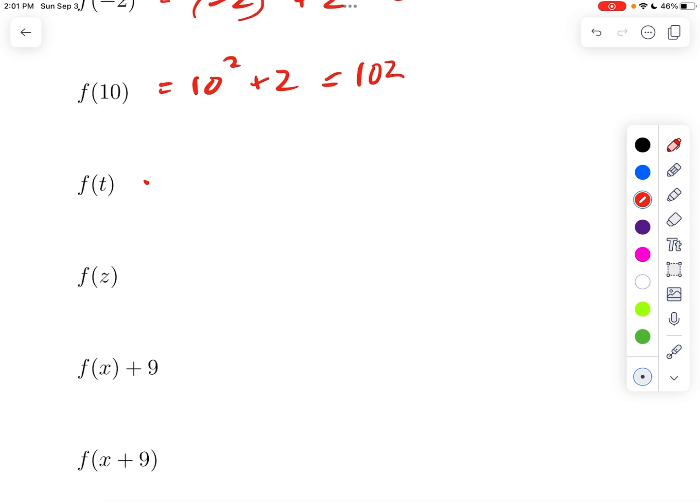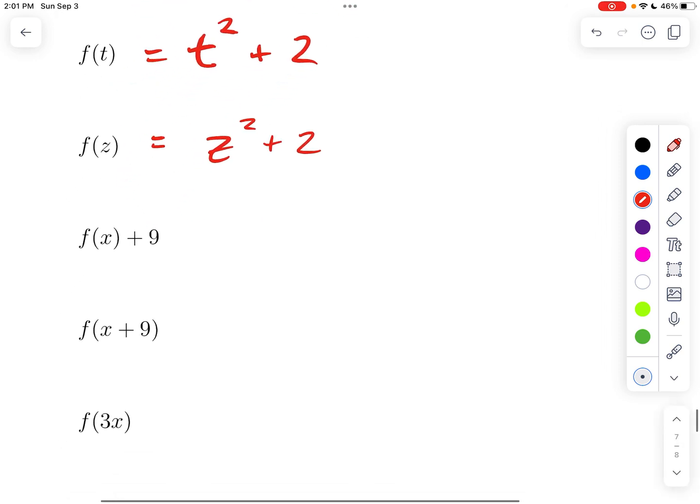F of t. The rule is the same. This is the same function all along. We know the rule for this function regardless of what we call the input. The rule was input squared plus 2. So this would be t squared plus 2. If the input is called t, then we have t squared plus 2. If the input is called z, we have z squared plus 2.